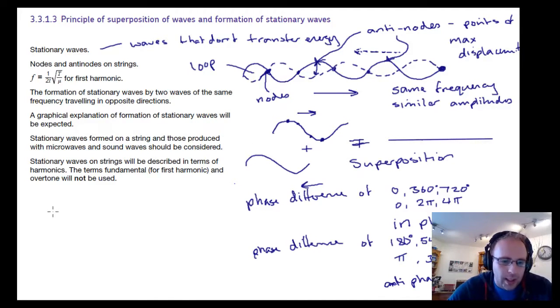So if I've got a string fixed at this end and fixed at this end, I can only have nodes at the two fixed ends. The first possible way that this string can vibrate is like this. This is going to be our first harmonic.